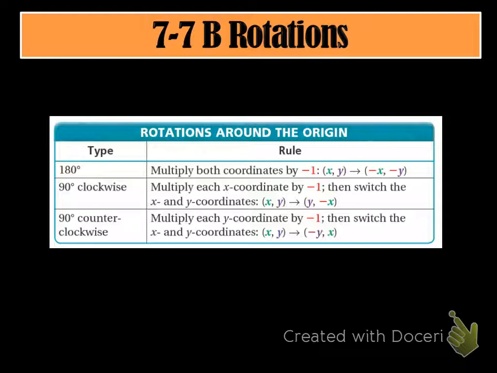Now if you're just doing a 90 degrees and you're going clockwise, remember clockwise is going to go this direction. Then you multiply each x coordinate by a -1. Then switch the x and y coordinates. So instead of xy, you now have y, -x. Now if you're going 90 degrees counterclockwise, that would be this direction, you would multiply each y coordinate by a -1, then switch the x and y. So instead of xy, you would have -y, x.